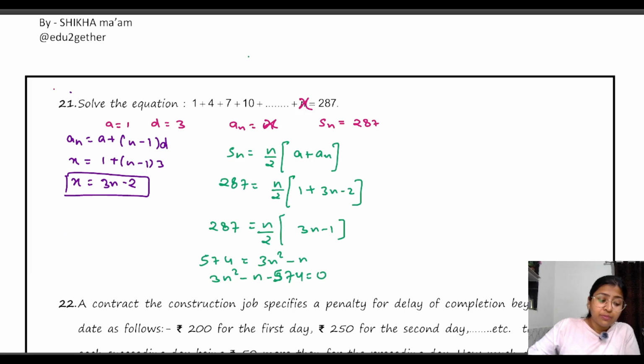Now we need to think of two numbers whose product is equal to 574 into 3, and when you subtract those two numbers it will be 1. So we will do the prime factorization of 574. 574 is divisible by 2, so it will be 2 and 287. Now, is it divisible by 3? No. So this is divisible by which number? See this, 287. Is it divisible by 9?